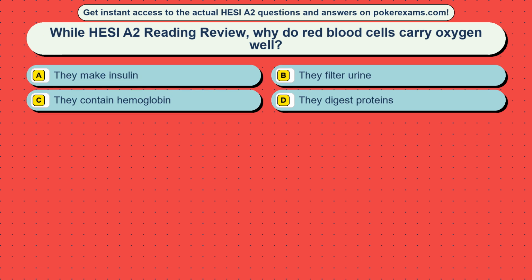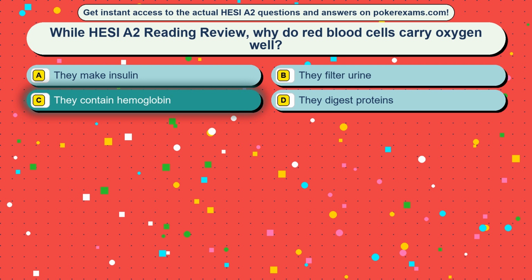Question 27. While HESI A2 reading review, why do red blood cells carry oxygen well? Option A, they make insulin. Option B, they filter urine. Option C, they contain hemoglobin. Option D, they digest proteins. The correct answer is option C, they contain hemoglobin.